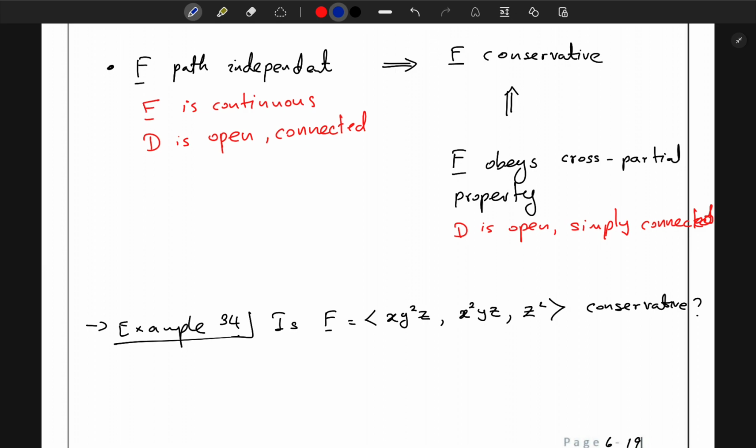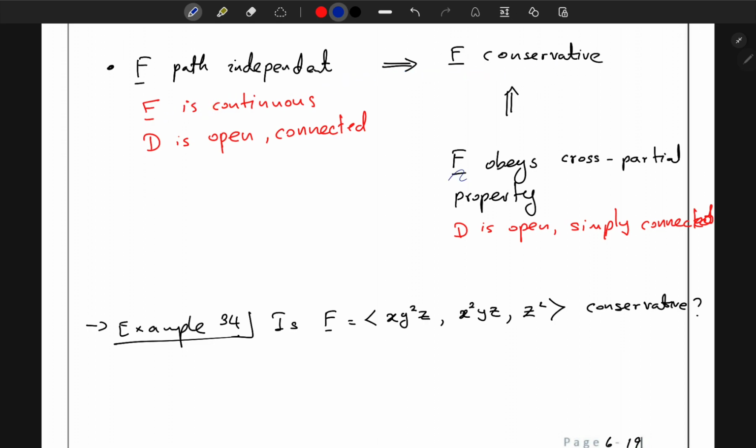So the last thing we talked about is how to show a given vector field is conservative. There were two ways to do this. First one, if f is path independent and it is continuous and the domain is open and connected. Remember, path independent means the integral does not depend on the path, it only depends on the endpoints. If you have these conditions, you can say f is conservative.